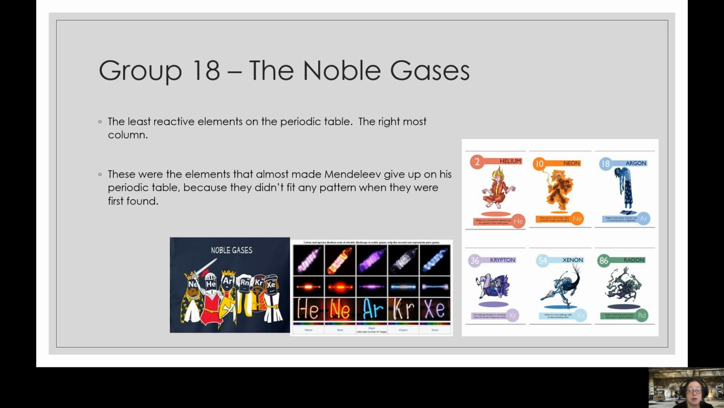So this is helium, neon, argon, krypton, xenon, and radon. And then you can see their colors right here in the middle. So that's when just energy has been given to them and their electrons are just moving around. They're not actually reacting to anything. It's just their electrons giving off their colors, kind of like the flame test.